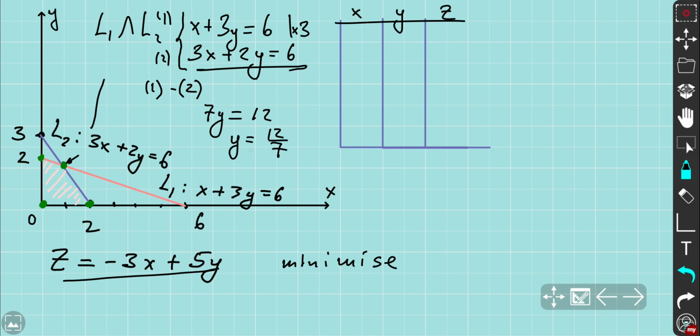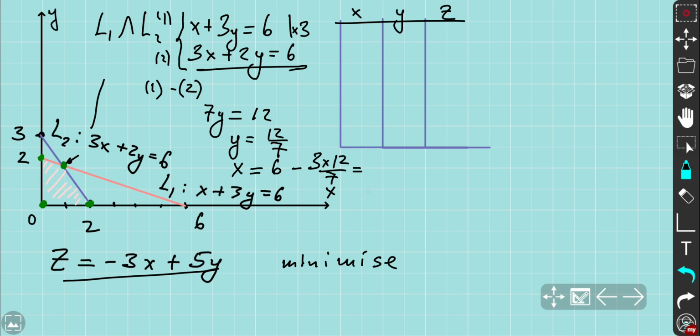Okay. So what about the x coordinate? In order to find x, we simply need to say that it's 6 minus 3 times the y value. So we plug y back into the equation. So we've got 6 minus 3 times 12 over 7. Let's recalculate and see what we have. Actually, you can use fractions if you like. Maybe it's highly recommended.